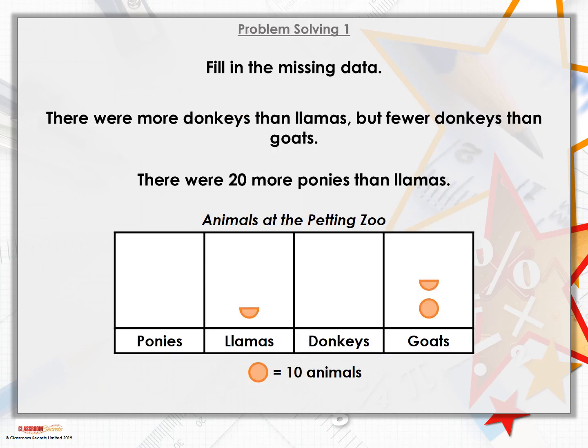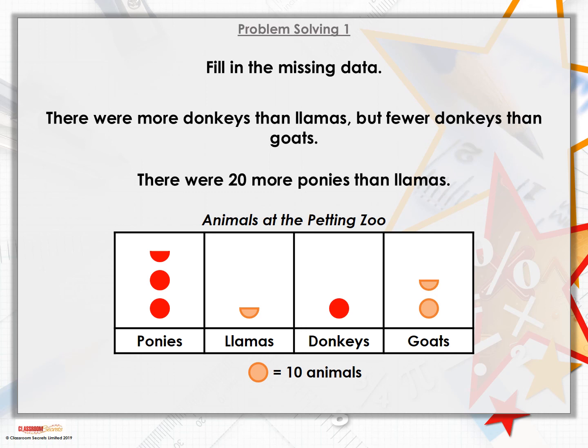So this time we've got some missing data, and it says there were more donkeys than llamas, but fewer donkeys than goats. Then it says there were 20 more ponies than llamas. Now using the key and the chart below, you can see we've got ponies, llamas, donkeys and goats. Can you fill in that chart to make those two statements true? So quickly, give yourself a quick sketch in your book and see if you can do the pictogram correctly to make those statements true. Pause the video.